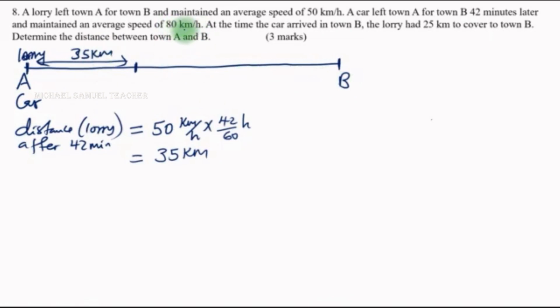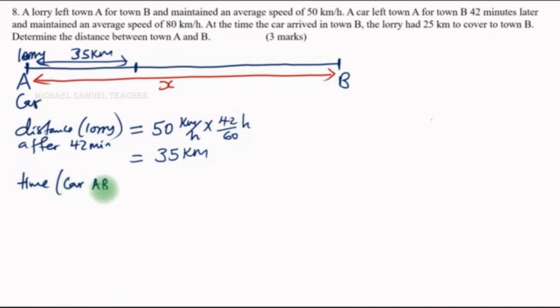So we have been given the speed of the car. The other thing we need to say: let the distance AB be x. So we need to know the time taken by the car from A to B. So time is given as distance over speed, so that is x over 80 hours. So that is the time taken by the car.